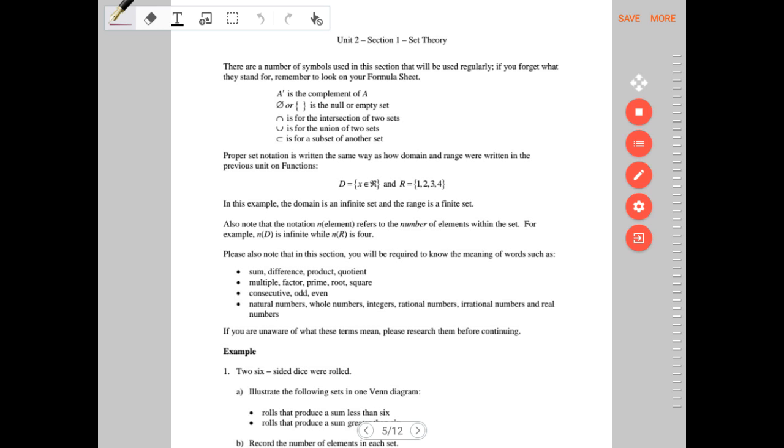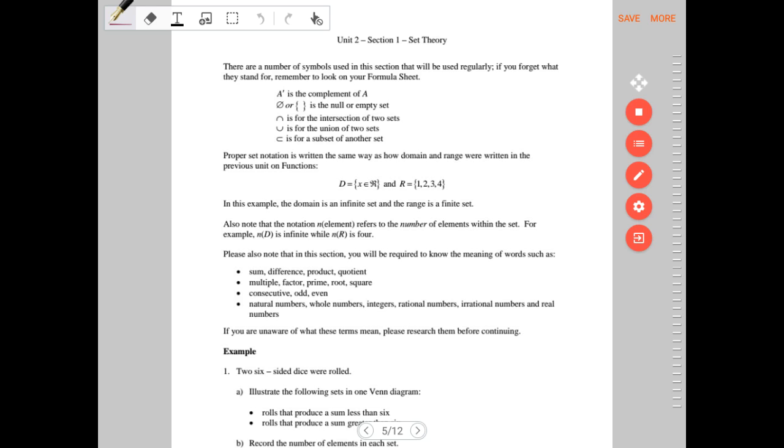There's a number of symbols used in this section that we're going to use regularly. If you forget what they are, they're on your formula sheet. So, if we're given A with the little tick mark, A prime, that's the complement of A. If you have O with a line through it, or if you just have empty curly brackets, that of course is the null or empty set. An upside down U is known for the intersection of two sets, and a right side up U we use for union of two sets. A sideways U, which looks kind of like a C, we use for subset of another set.